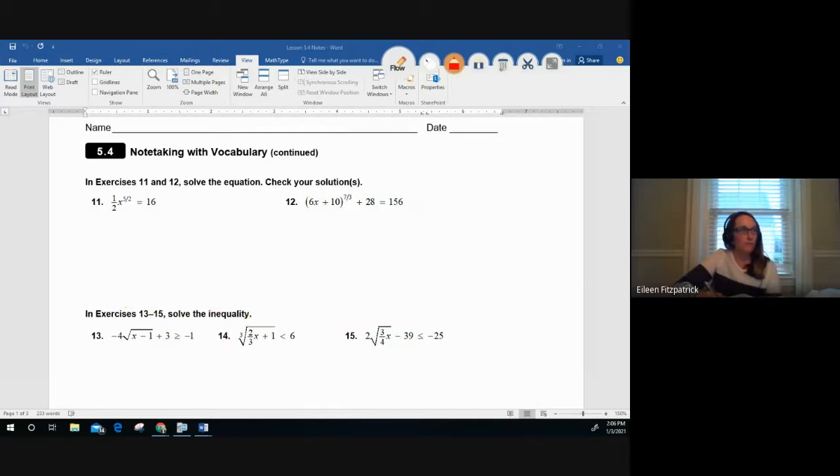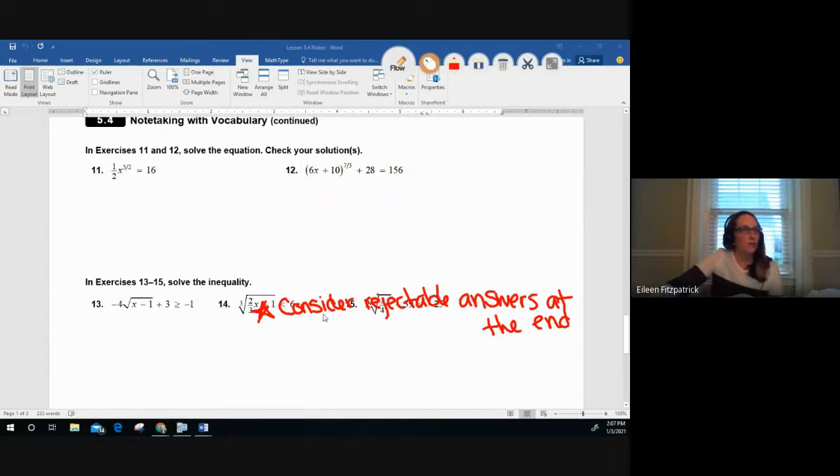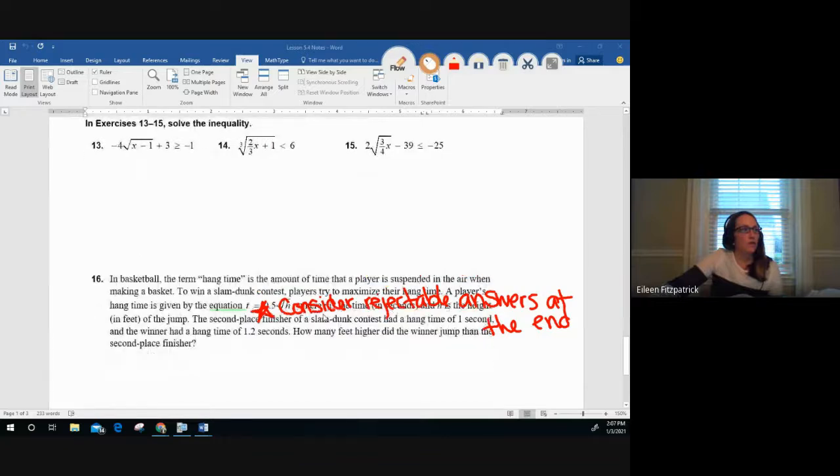All right, and then the last two that I'm going to do are solving inequalities. For these, just a quick note before I get started. I'm going to say consider rejectable answers at the end. And I'll explain that as we do the first problem. I should have moved my page up before starting. I'm going to leave that little note down there just so I don't erase it right now.